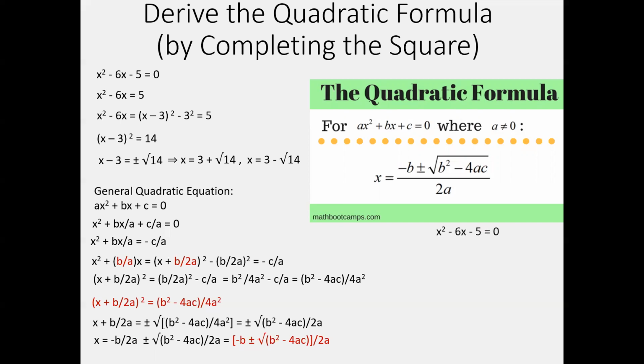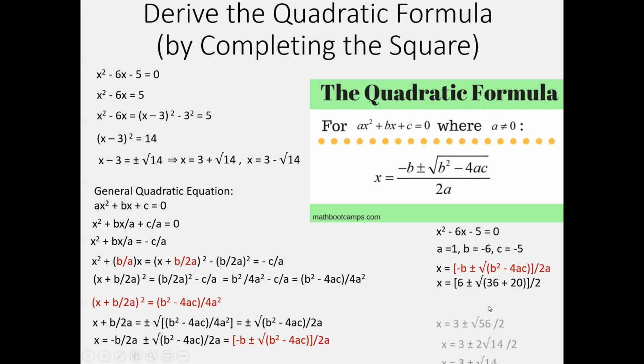Let's take this very same problem here, and let's apply the quadratic formula. We notice that a is 1, b is minus 6, and c is minus 5. Let's just plug it in. We have a minus 6. We have 36. We have 4 times a times minus c is 20, over 2 times 1. We'll do some arithmetic here: 36 plus 20 is 56. The square root of 56.